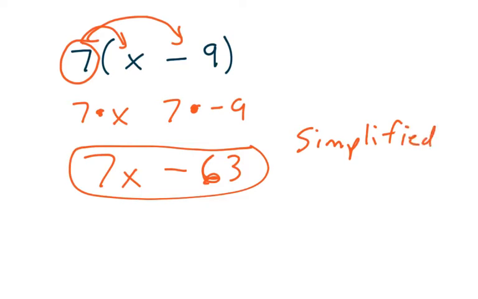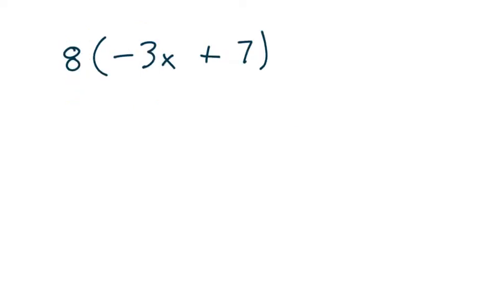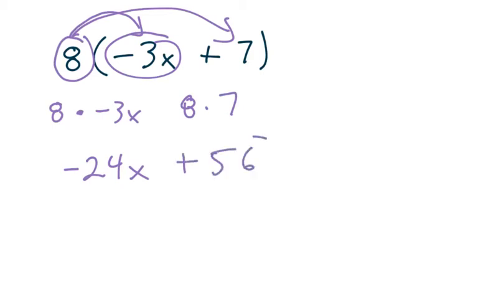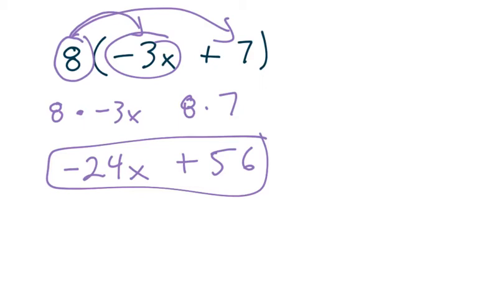Okay. So, let's try another one. How about this one right here? Well, we know, hopefully, that this 8 is going to times the negative 3x. And if I do 8 times negative 3x, that's negative 24x. And we're going to do 8 times a positive 7. And 8 times a positive 7 is a plus or positive 56. Okay, let's do another one.